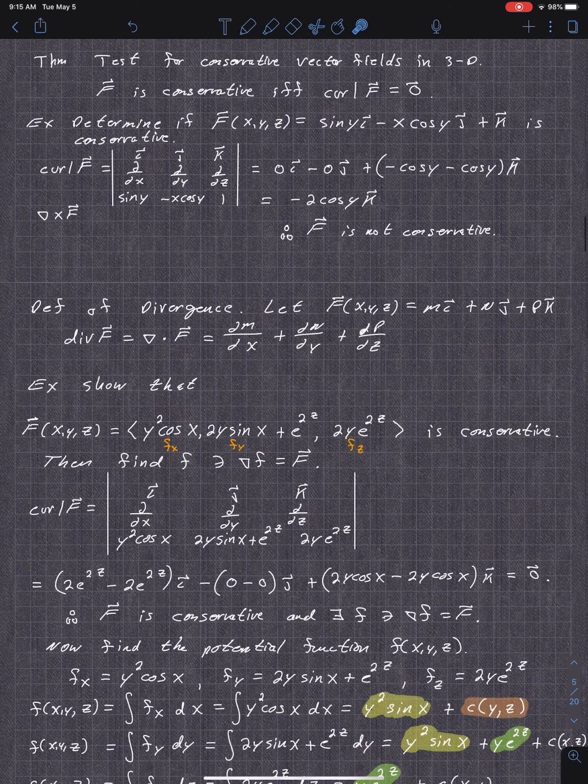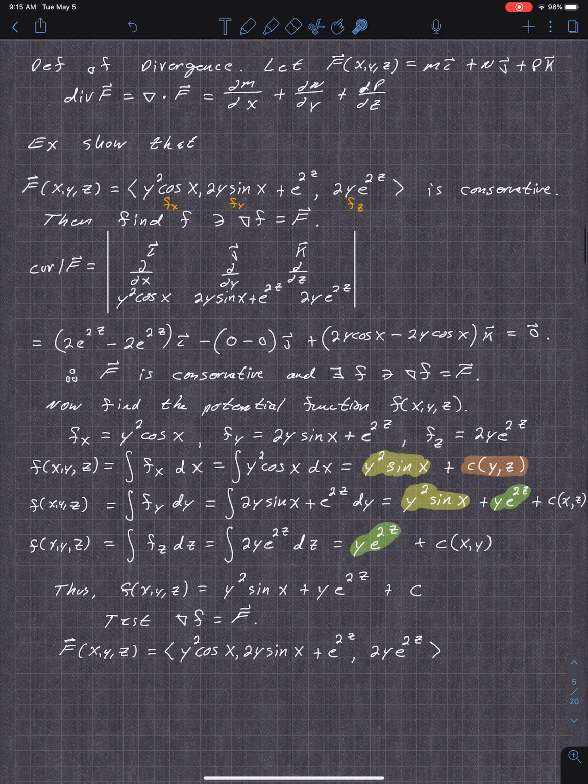All right, so here's an example just to determine if F is conservative. So here's your F, and you do the curl on it, do your calculation, and this is not 0. So if it's not equal to 0, it's not conservative because it's an if and only if statement.